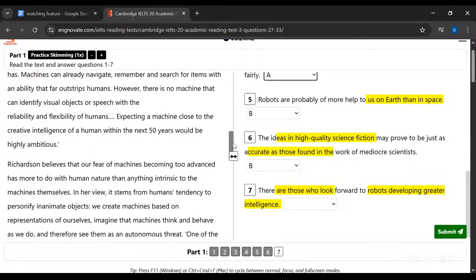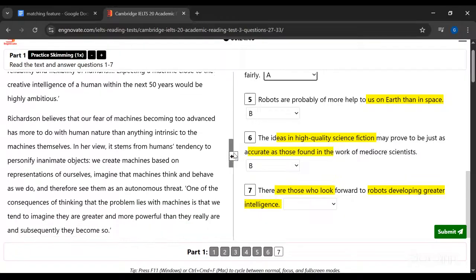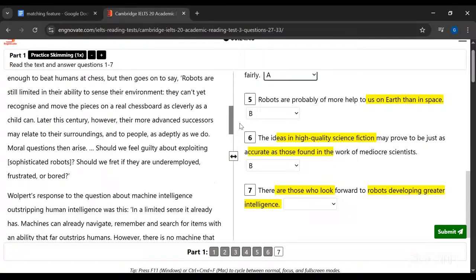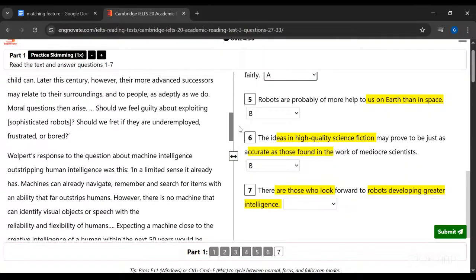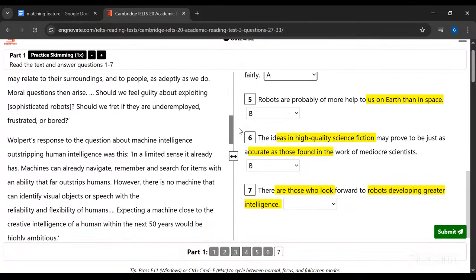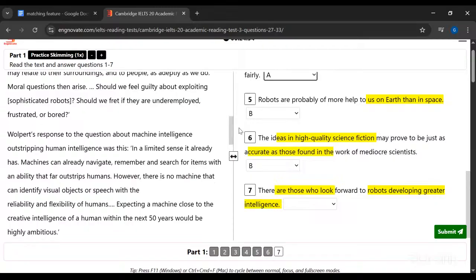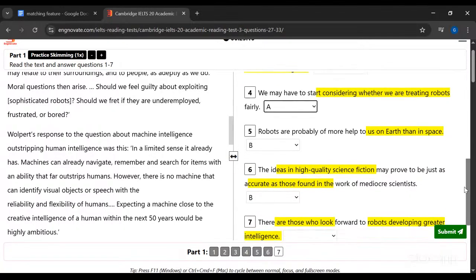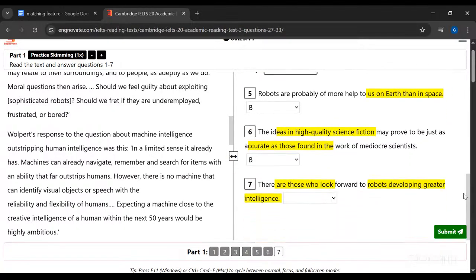This paragraph, can you scroll up a bit? Yes, Wolpert responds to the question about machine intelligence. If we read the last two lines, expecting a machine close to the creative intelligence of a human within the next 50 years would be highly ambitious. So, doesn't this statement go with statement number 7? They are those who look forward to robots developing greater intelligence.